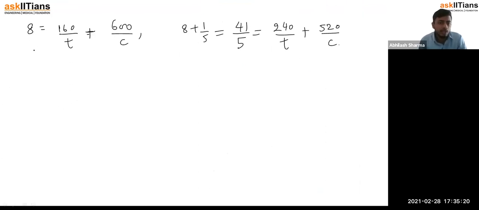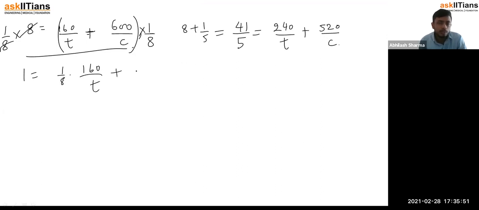Now, obviously here I can divide by 8 or cancel by 8, or in other words, just multiply the equation both sides by 1 by 8, okay? Or in fact 1 by 4 or 800. What should we do? Let's see. Yeah, I think it might be divisible by 8, so it is fine. We can multiply both sides by 1 by 8, no problem. So this will give us 1 here. And look, what is 1 by 8 into 160 by t plus 1 by 8 into 600 by c.